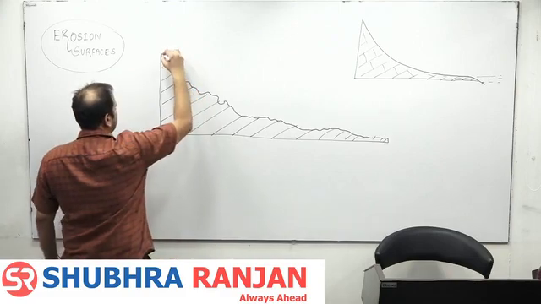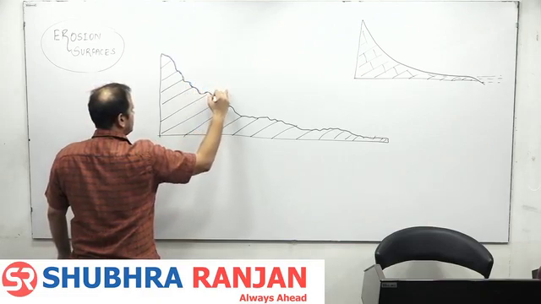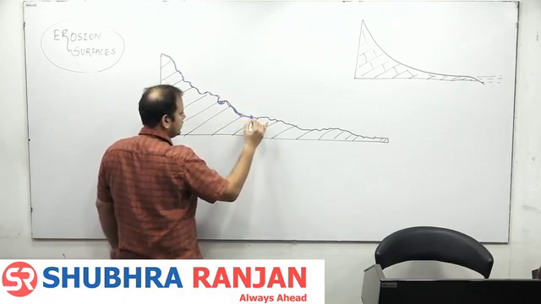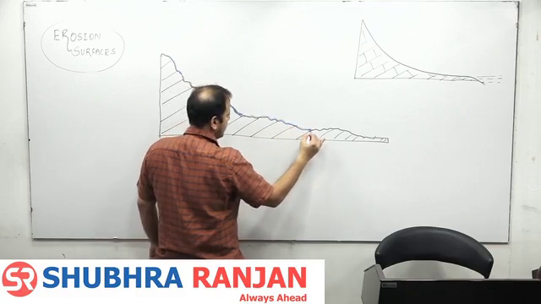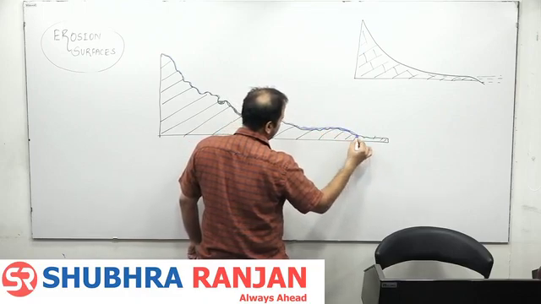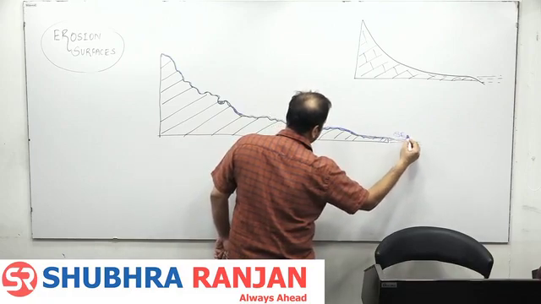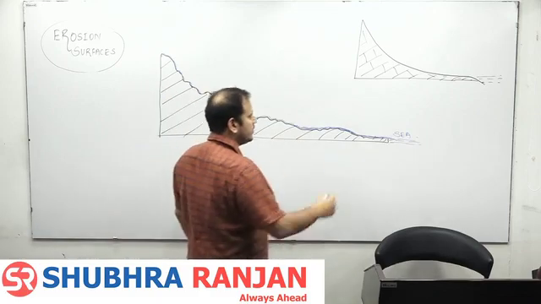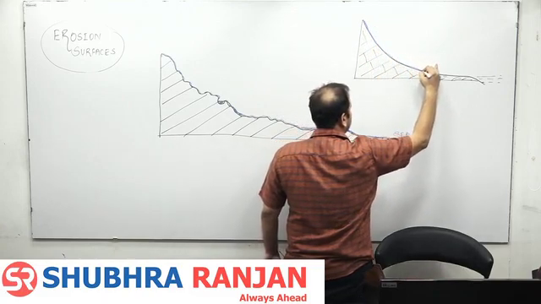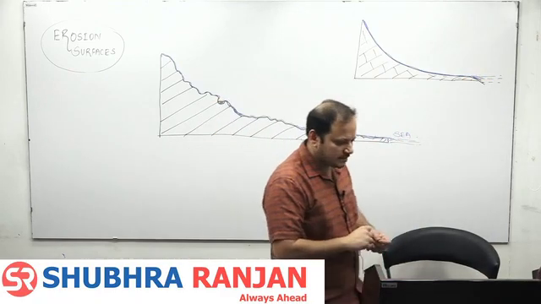Imagine from here a river is starting, it is coming down, and then it is going and mixing in the sea. In the second case also the river is starting, coming downwards, and then it is going and mixing in the sea. What is the difference between the first case and the second case?